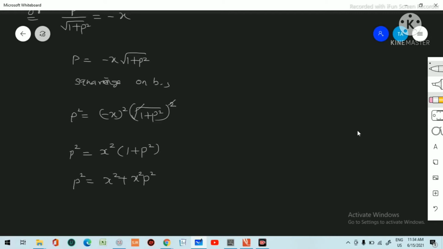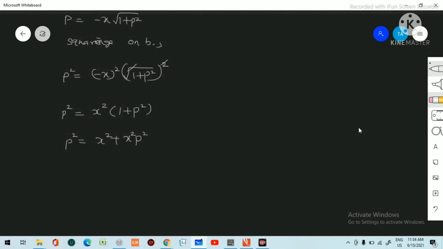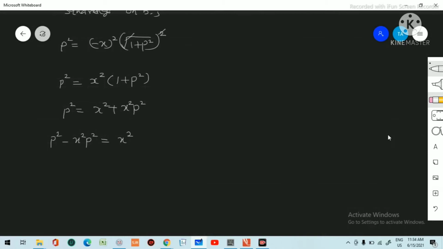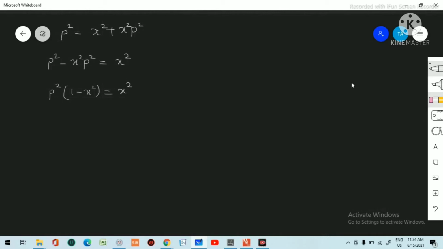On the left hand side I am remaining with p square as it is. So still you have p square on the right hand side. Take that p square on the left hand side. On the right hand side you are remaining with x square. Now you take p square as common. If you take that, 1 minus x square, you are remaining with x square on the right hand side. Now p square is equal to x square by 1 minus x square.